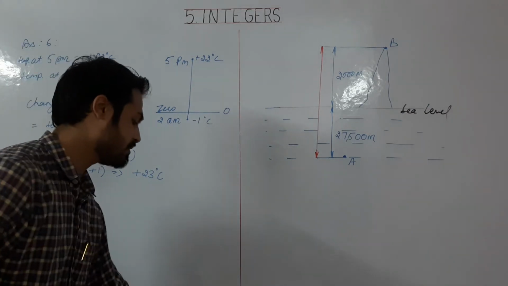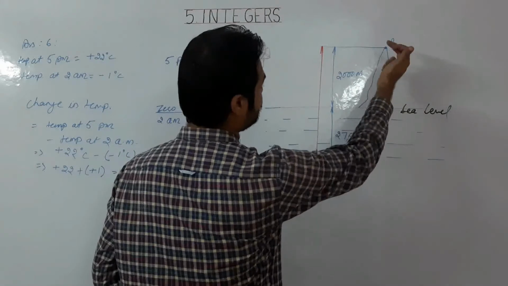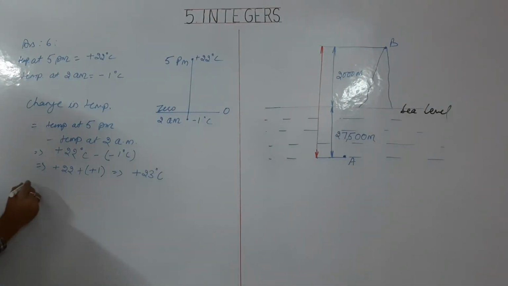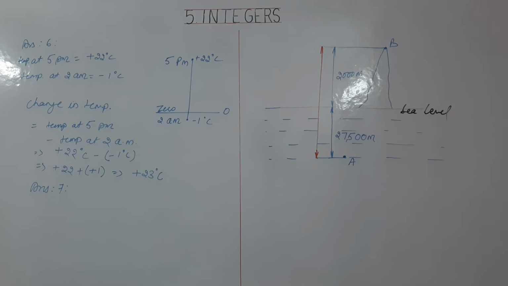Now, for finding this distance, the vertical distance of A and B or from B to A, what to do? First of all, we'll write all the given statements. The point A is 27,500 meters below sea level.